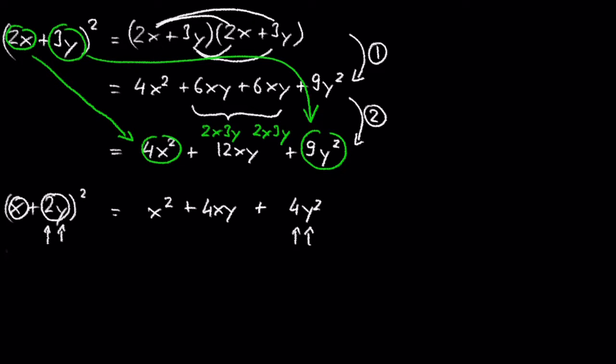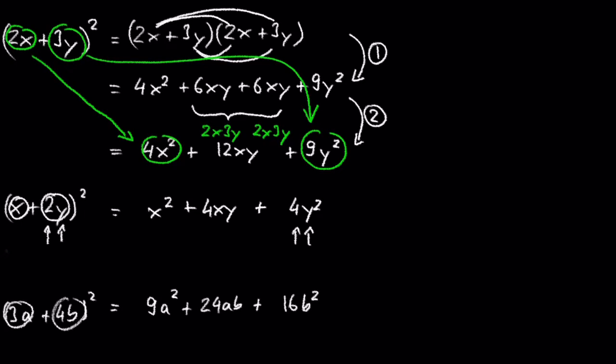What about this example? (3a + 4b) squared. Again, 3a squared is 9a squared. 4b squared is 16b squared. And the term in the middle is the first term multiplied by the second term and then doubled. So 3a times 4b is 12ab, times 2 is 24ab.